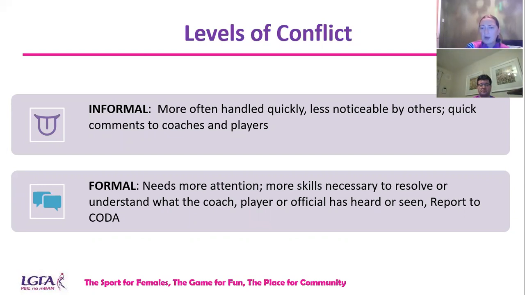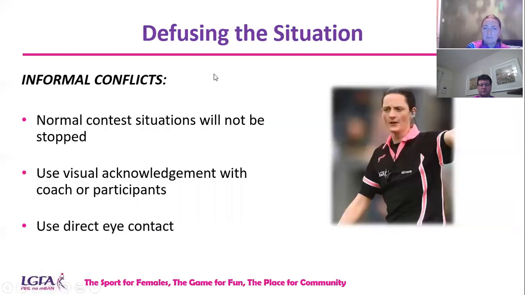The formal levels of conflict are stuff that you can't diffuse. They need more attention and more skills necessary to resolve or understand what the player, coach, or official has heard or seen, and these must be reported to CODA. The formal levels of conflict are ones that have to be reported, that have moved on past, that we can't forget about, that we have to deal with.